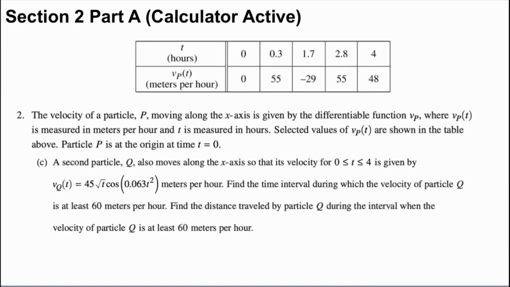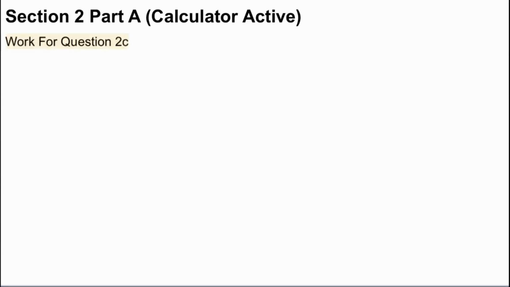Now for 2c, we have a second particle q that also moves along the x-axis, so its velocity over the given interval is given by that function in meters per hour. We're going to find the time interval during which the velocity of particle q is at least 60 meters per hour. We're going to find the distance traveled by particle q during the interval when the velocity of particle q is at least 60 meters per hour. So that was a lot of words, and actually this is such an involved question. I gave myself an extra slide to do this.